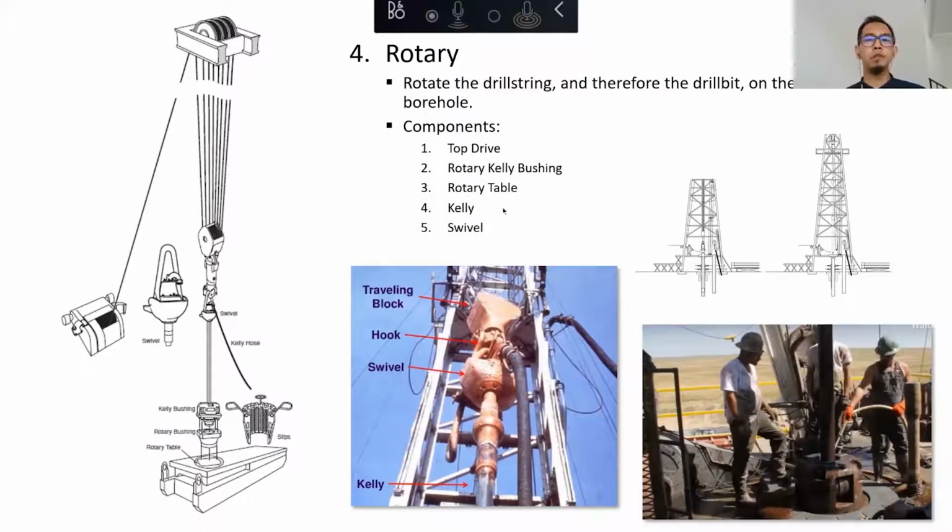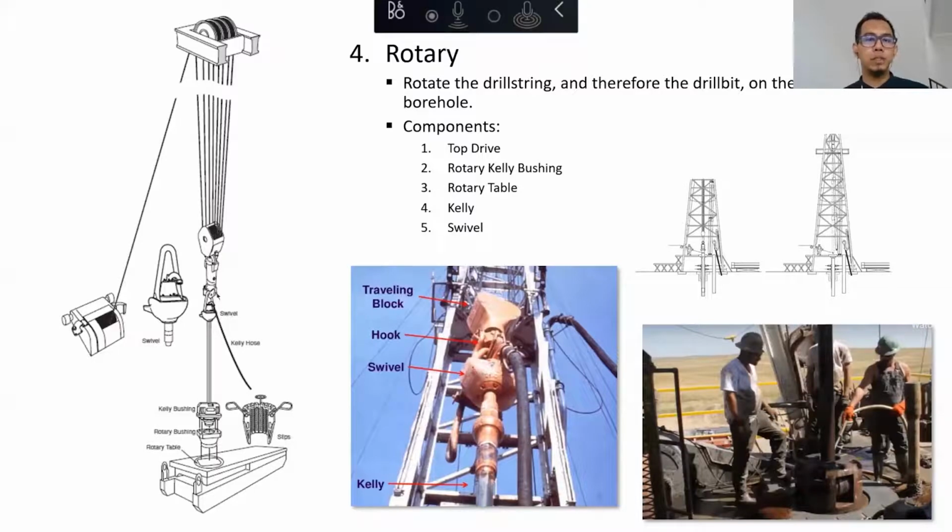The components of the rotating system are top drive, rotary Kelly bushing, rotary table, Kelly, and swivel. If you are in a recent drilling operation, you rarely find a rig which utilizes a Kelly anymore, because most of them are using top drive right now. It creates efficiency, flexibility, and improves the operation, especially the pipe connection operation. So it saves a lot of time by utilizing the top drive and removing the Kelly system.